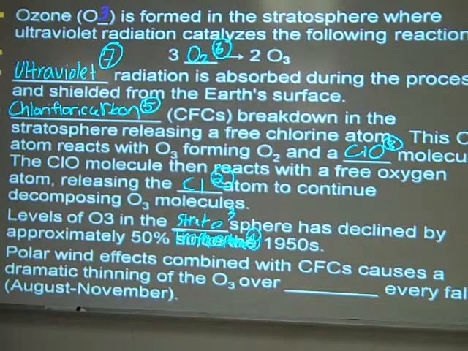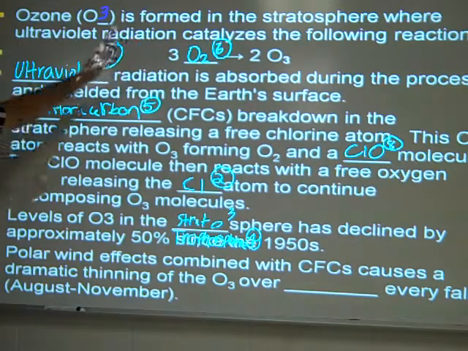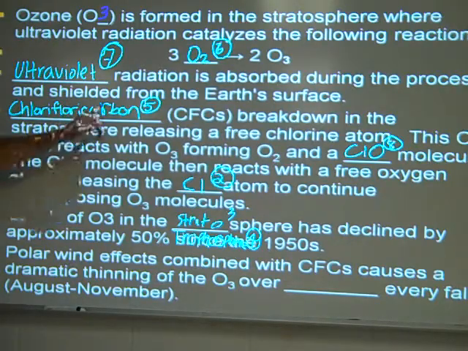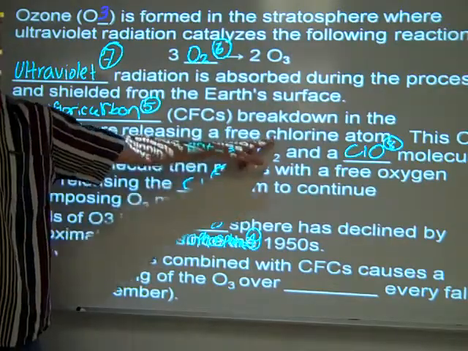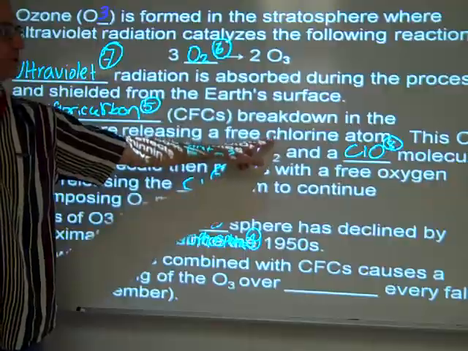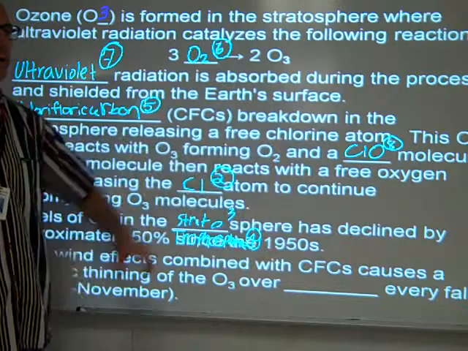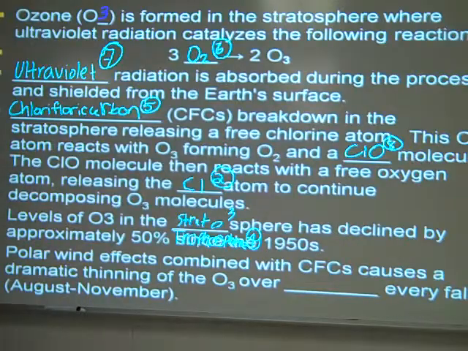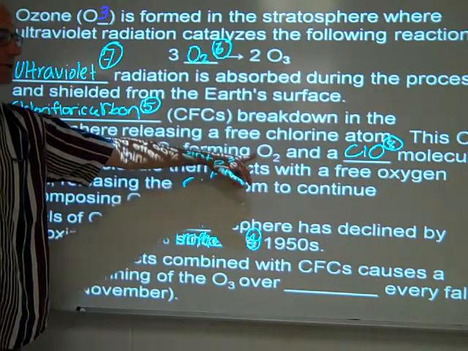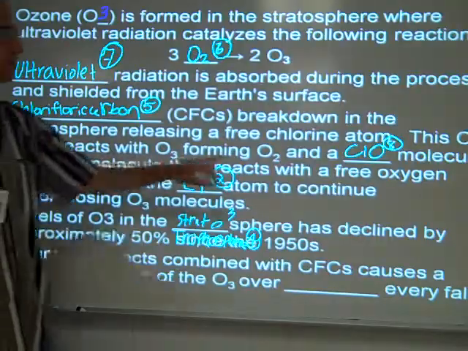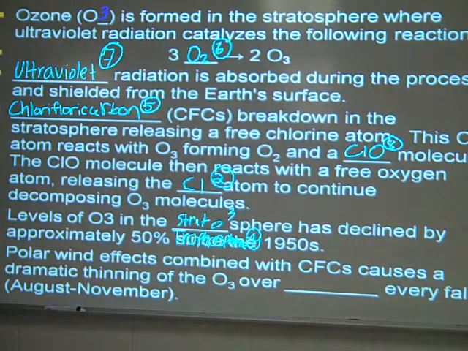It was manufactured starting in the 1930s, and it serves a lot of purposes. But one of the things that it does is that when these substances get into the upper atmosphere, that same UV radiation that catalyzes this reaction will act upon this chlorofluorocarbon and break one of those chlorine atoms off. And there are few things more radical than a single chlorine atom. So that chlorine atom is going to immediately go and grab onto an oxygen atom, break off one of those oxygens from an ozone molecule, and form ClO, chlorine oxide.